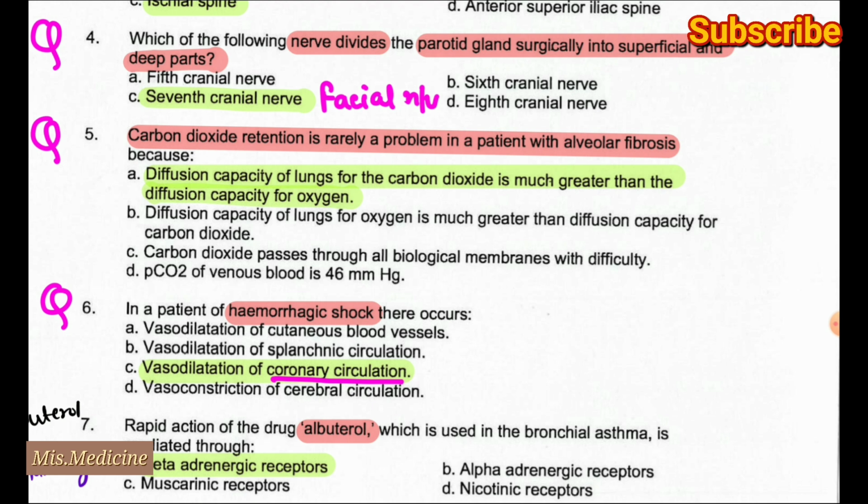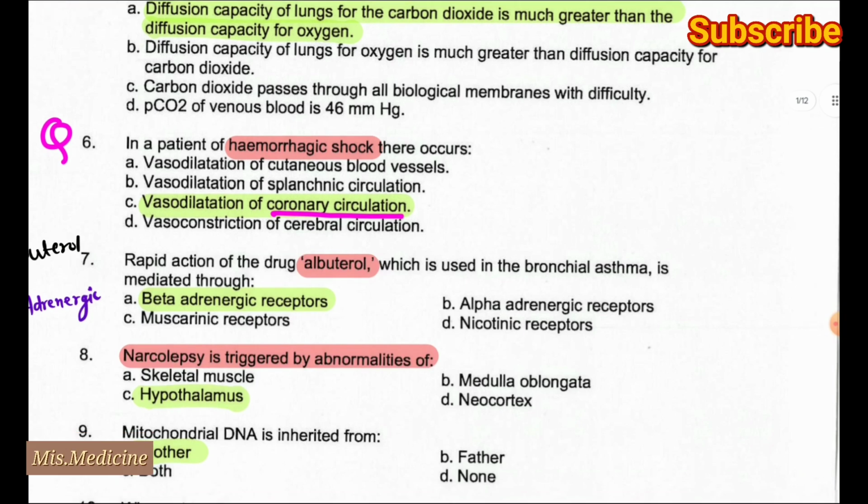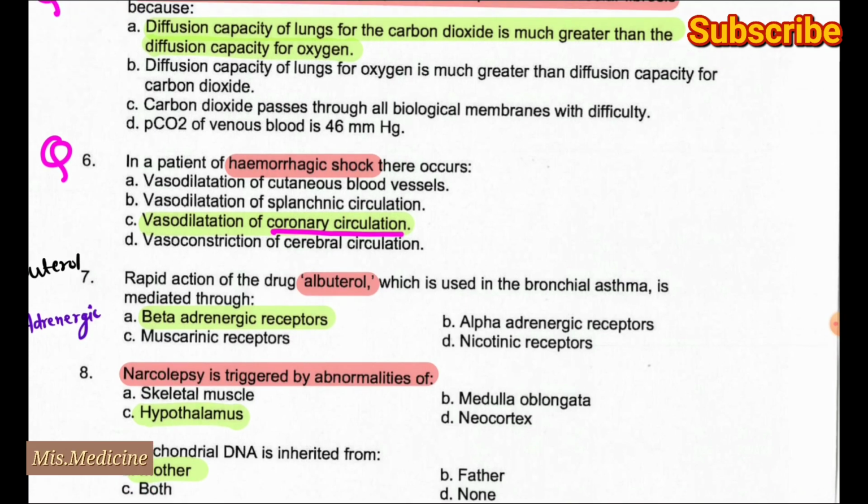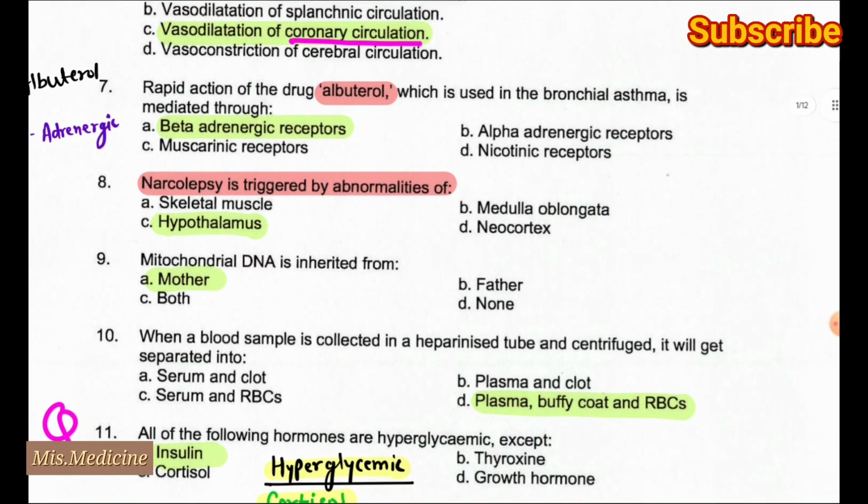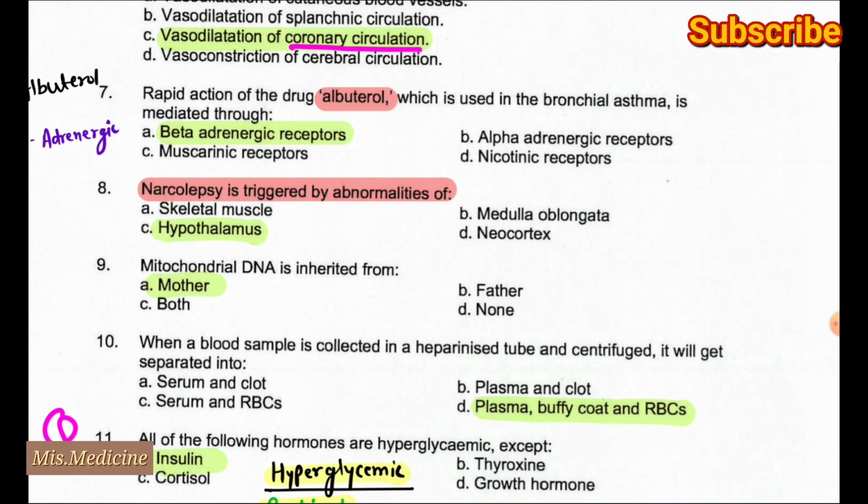Next question, carbon dioxide retention is rarely a problem in a patient with alveolar fibrosis because the diffusion capacity of the lungs for carbon dioxide is much greater than the diffusion capacity for oxygen. Next question, in a patient of hemorrhagic shock, there occurs vasodilation of the coronary circulation. Next question, the rapid action of the drug albuterol, which is used in bronchial asthma, is mediated through beta adrenergic receptors. Next question, narcolepsy is triggered by abnormality of the hypothalamus.